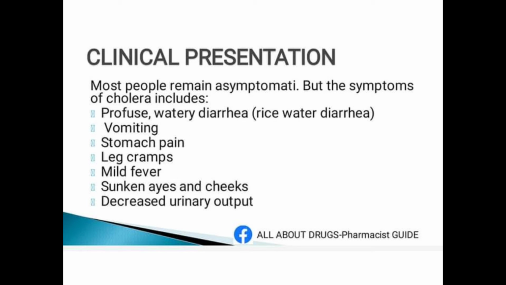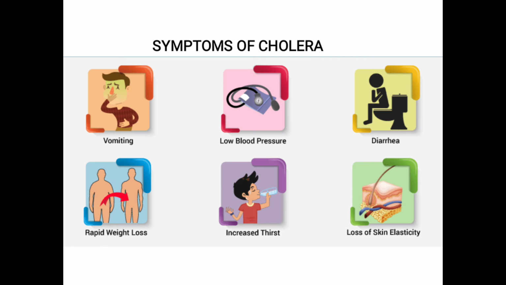Clinical presentation. What are the signs and symptoms of cholera? Most people remain asymptomatic, but the symptoms of cholera include profuse watery diarrhea, rice water diarrhea, vomiting, stomach pain, leg cramps, mild fever, sunken eyes and cheeks, decreased urinary output. This is a picture depiction of the symptoms of cholera, which include vomiting, low blood pressure, diarrhea, rapid weight loss, increased thirst, and loss of skin elasticity.